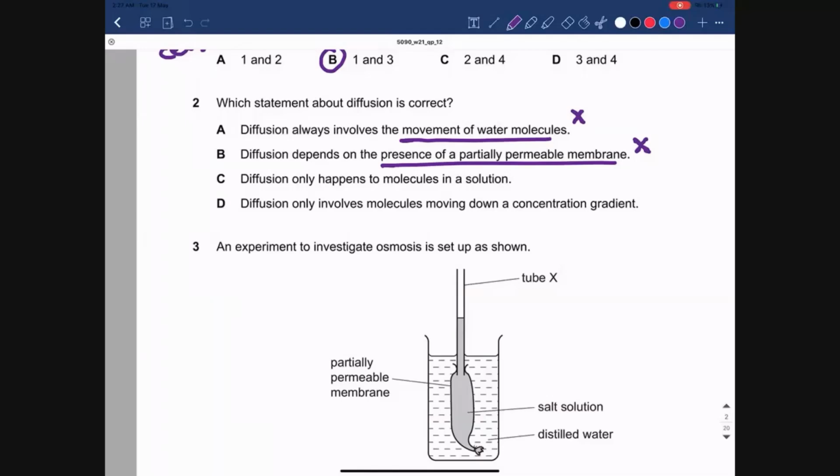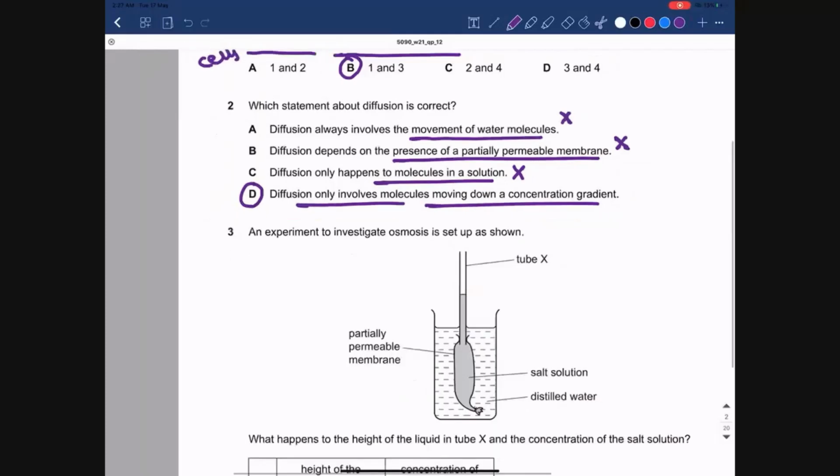Option C says diffusion only happens to the molecules in a solution. This is not true. Diffusion can occur in solution, but gases can also diffuse when they are not in solution. Any molecule, whether in solution or whether out of the solution, can diffuse from a region of higher concentration to a region of lower concentration. Diffusion only involves molecules moving down a concentration gradient. This is true. As I mentioned earlier, diffusion involves the movement of molecules from a region of higher concentration to a region of lower concentration, that is down a concentration gradient. So the answer is D.